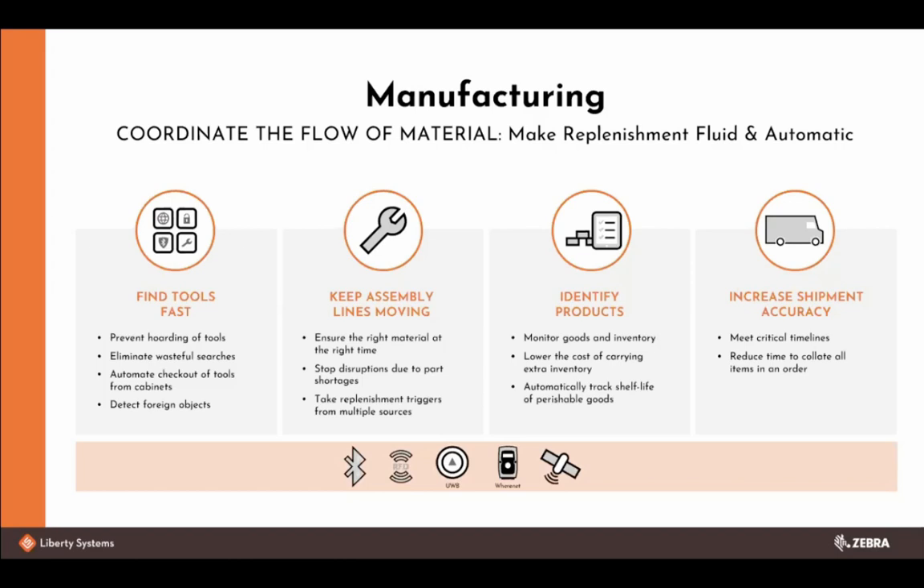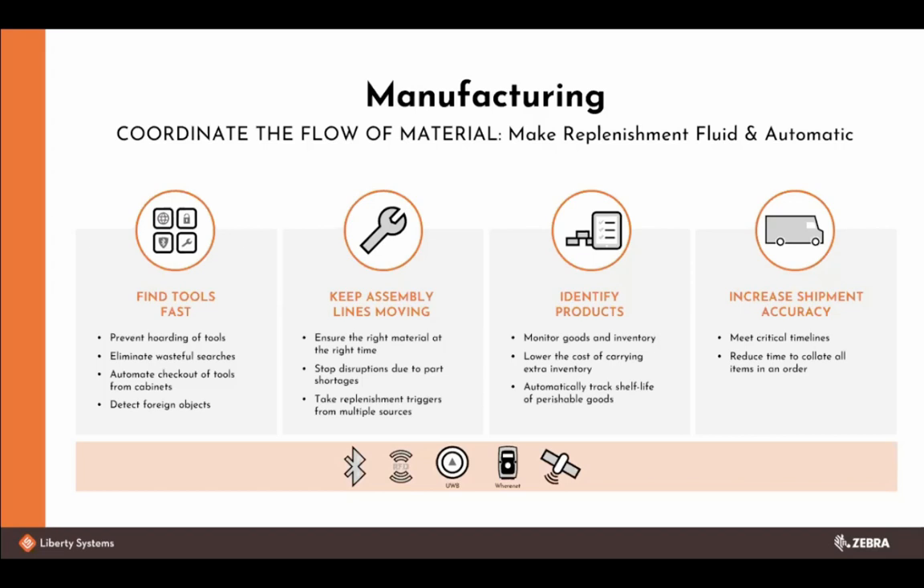And again, stop wasting time spending an hour trying to look for the right part when you can find it immediately and keep that flow going. And we're seeing that helping with lowering the cost of inventory, and again, automatically tracking the shelf life of perishable goods. So if something's going to expire, there's a lot code or something, we can find those items very quickly and react to those.